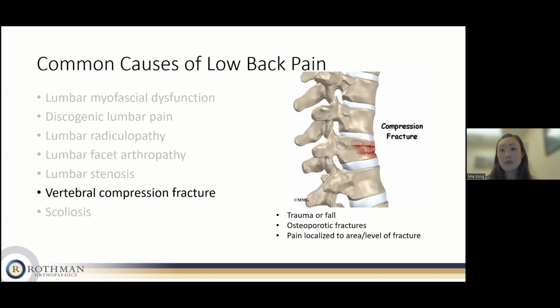In both traumatic and osteoporotic fractures, pain is usually located right in your back, right where the fracture is. Sometimes it can cause referred pain going up and down your back, but patients will usually come in and say, I had a fall, landed either on my back or on my bottom, and now I have this very severe pain right in the middle of my back. In those cases, we definitely want to make sure that we screen for any fractures.